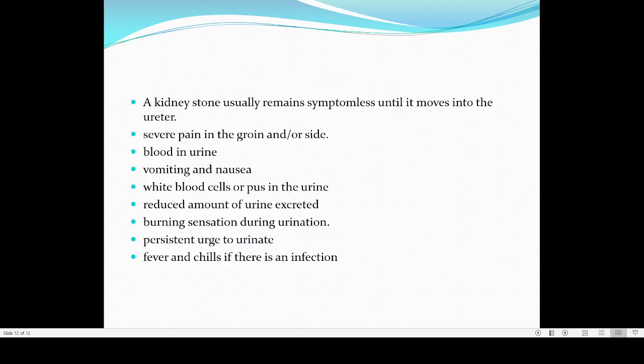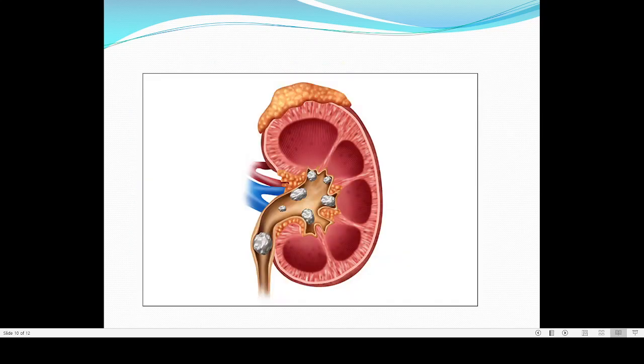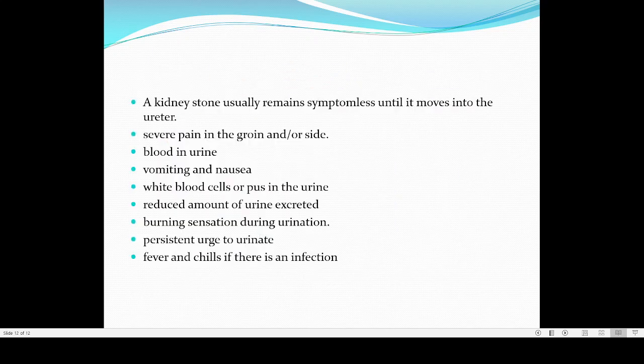Then a kidney stone usually remains symptomless until it moves into the urine. When it is present in this position, it is not normally detected because the person may not be aware of it. But when the kidney stone is gradually dislodged from this position and enters into the ureter, which is a very narrow tube, it will be blocking the ureter. At that point, most of the time, the person will come to know about the kidney stone.